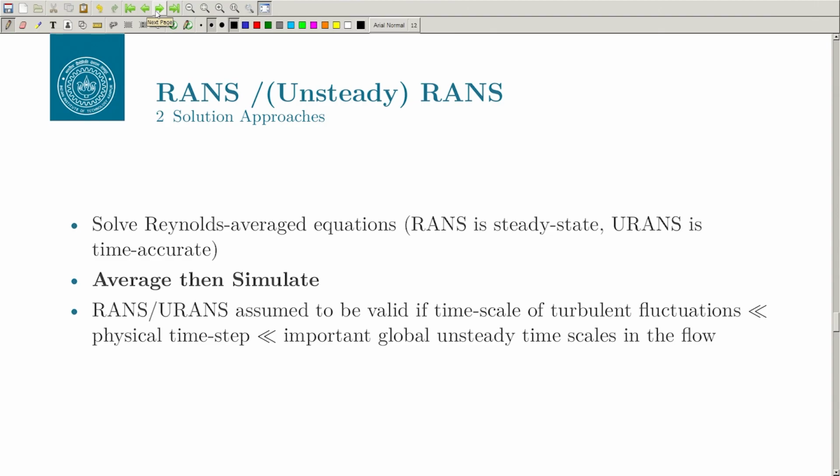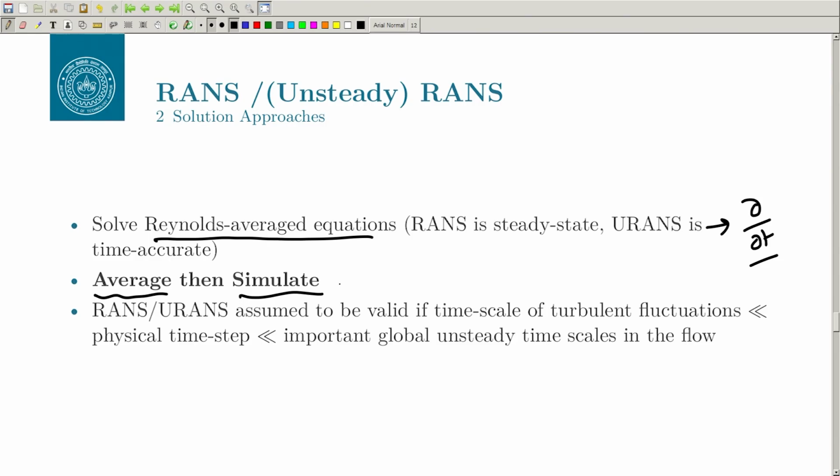So, RANS as we know is steady state, and URANS is basically unsteady RANS. We are still solving the Reynolds averaged Navier-Stokes equation, except that you have the d by dt term also there. In the RANS case, because we are solving the Reynolds averaged Navier-Stokes equations, we first average and then simulate. We average the equations, get an equation in average quantities, and then use the simulation. Of course, when we average it, we have the closure problem that we have already discussed.